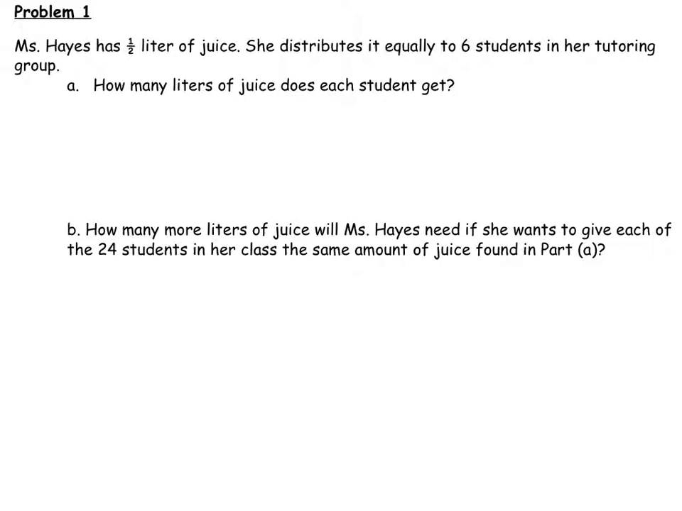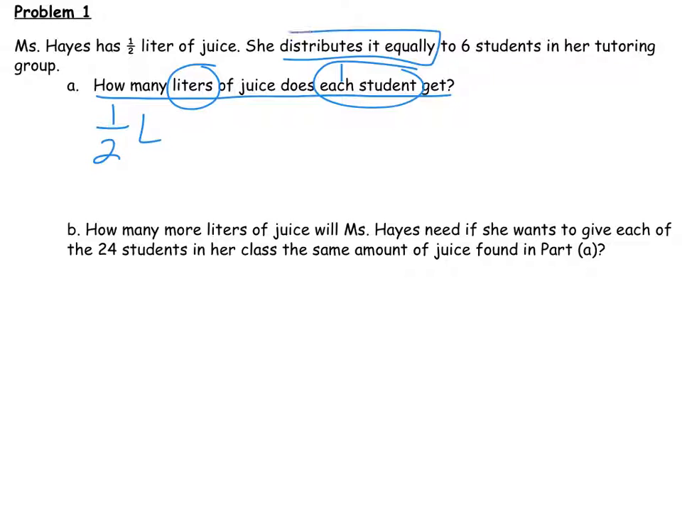Ms. Hayes has half a liter of juice. She distributes it equally to 6 students in her tutoring group. So here's my question. How many liters of juice does one student get? So I have half a liter of juice and I'm distributing it equally. So I'm sharing it equally with 6 students.